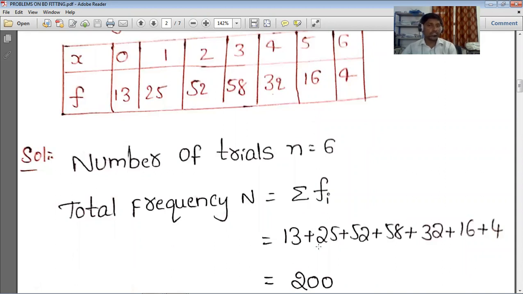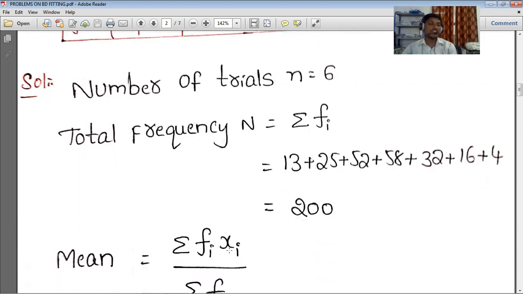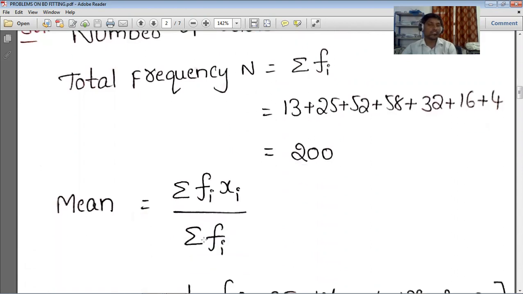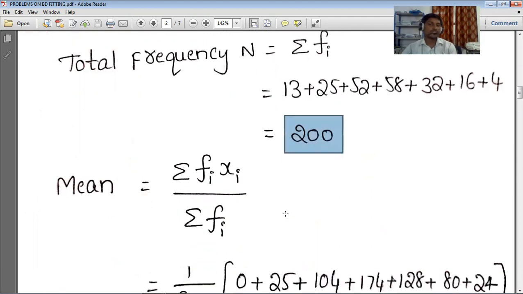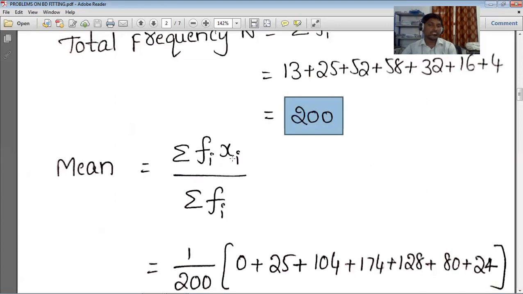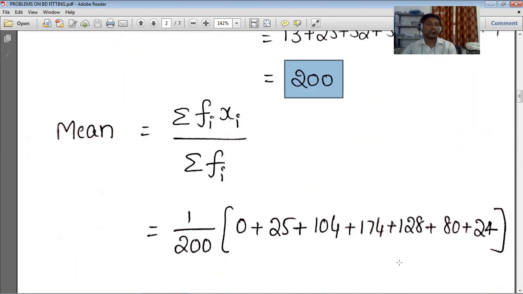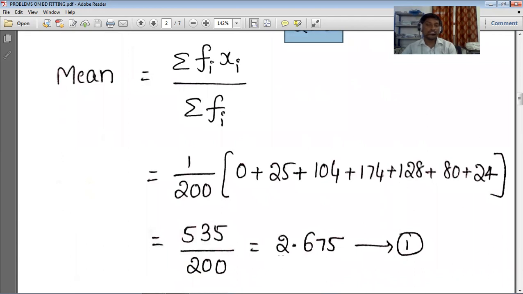Next, we calculate p and q. For that, first we use the mean: summation Fi xi by summation Fi. Summation Fi is 200. So 1 by 200 into frequencies times number of trials: 0 into 13, 1 into 25, 2 into 52, plus 3 into 58, plus 4 into 32, plus 5 into 16, plus 6 into 4, which is 24. We got it as 2.675.